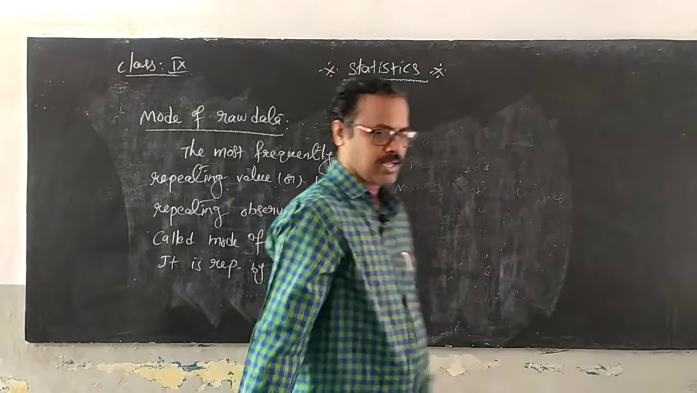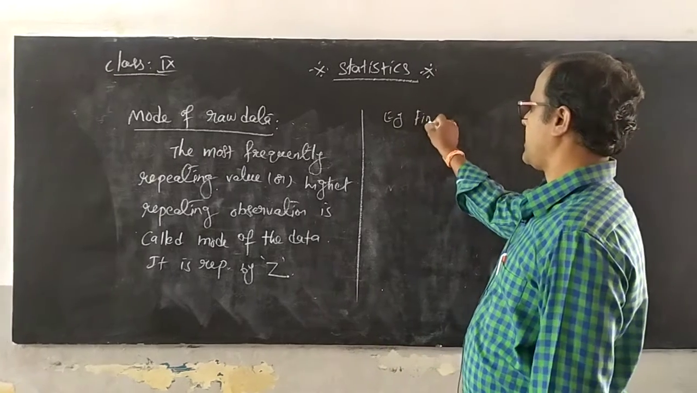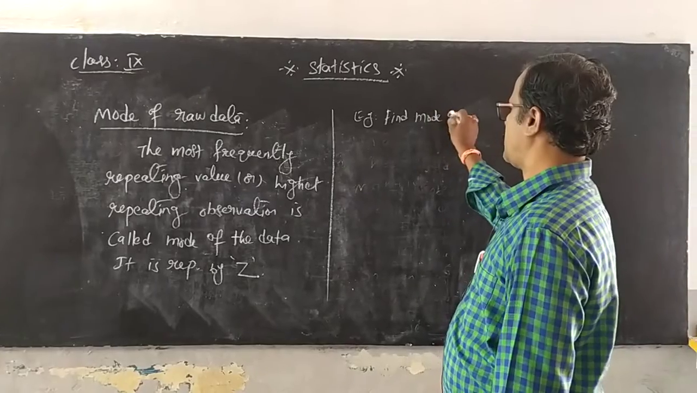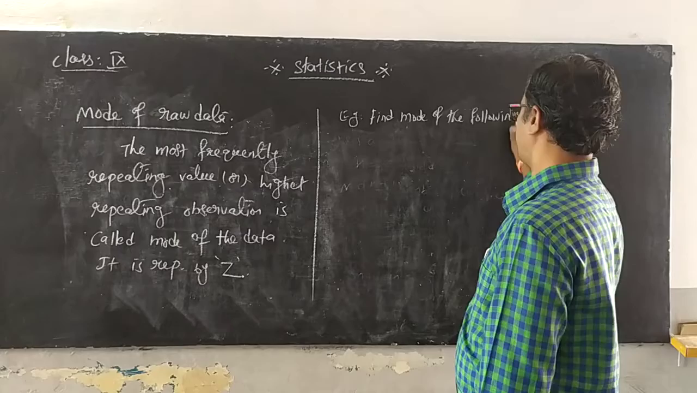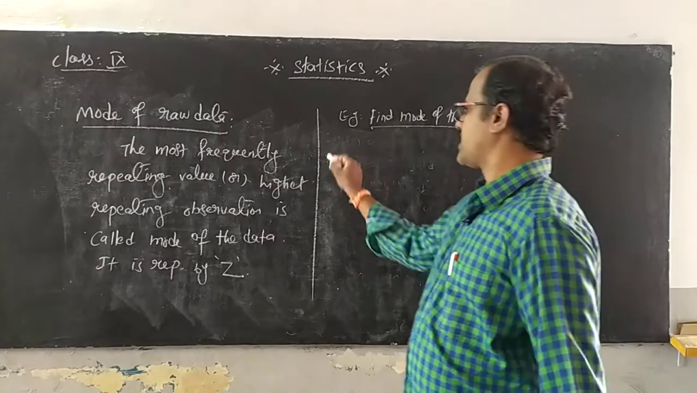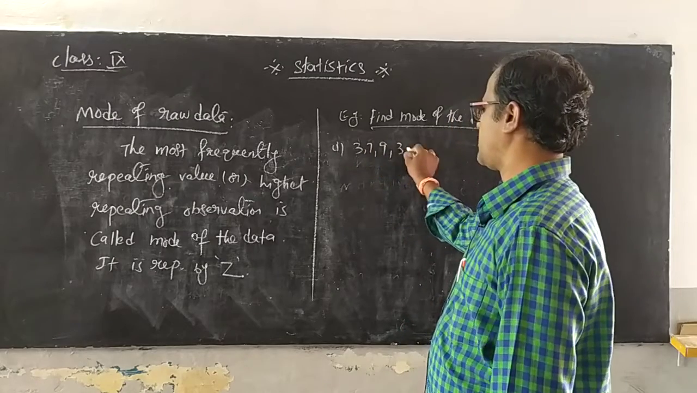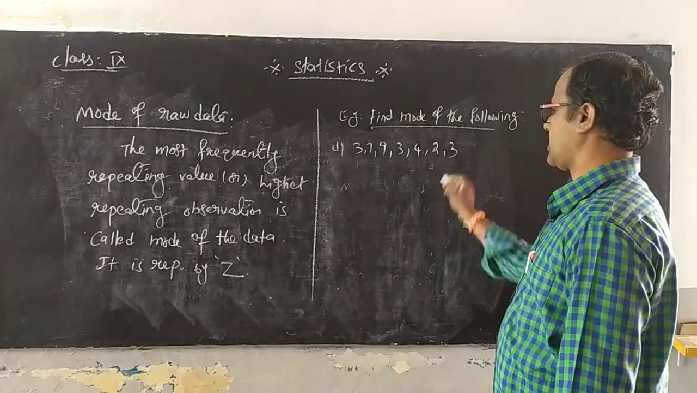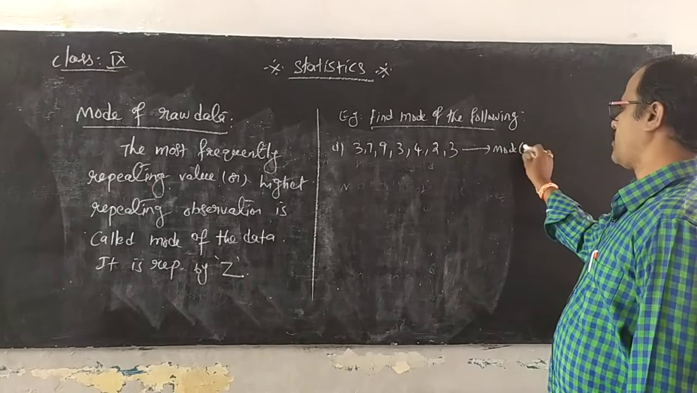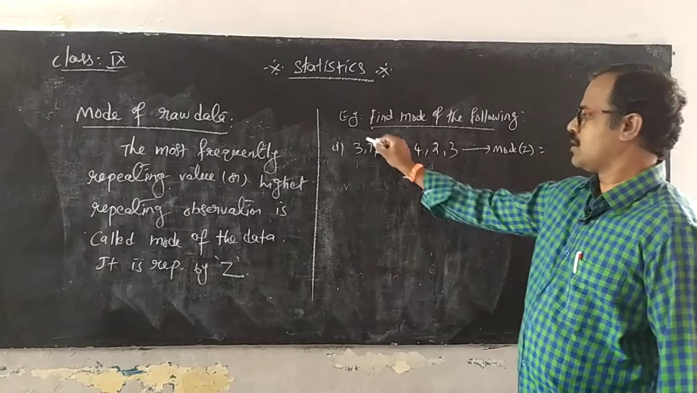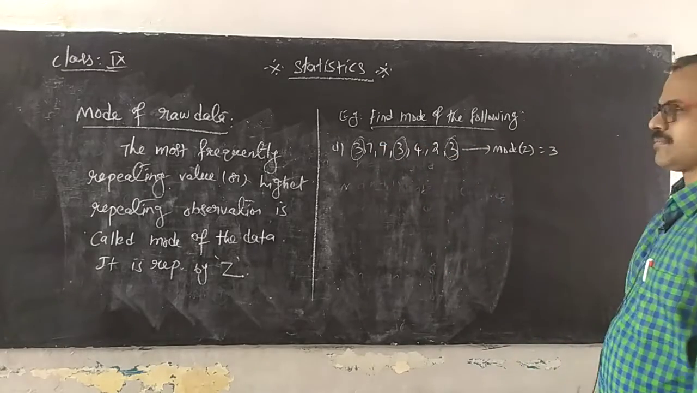Now if I give you some examples. Example 1: find the mode of the following. The first question: 3, 7, 9, 3, 4, 2, 3. Can you tell me what your mode is? Very good. Mode Z is equal to the highest repeating observation. You take it as 3.